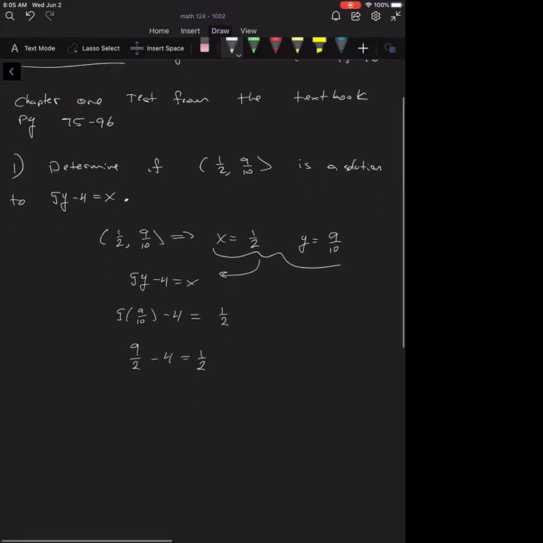On the left-hand side, we need to get a common denominator. So 9/2 minus 8/2. If we subtract those, we do get 1/2 is equal to 1/2. So that's good. From this, we know that 1/2, 9/10 is a solution.